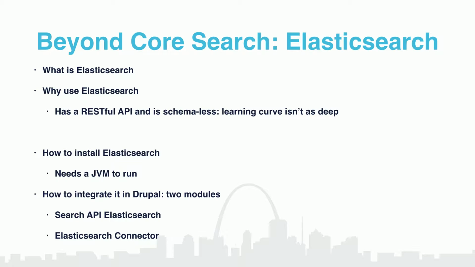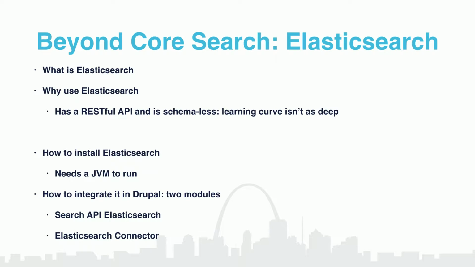Another great thing about Elasticsearch is that it has a RESTful API and is schemaless. So when you're talking about Solr, if you want to implement Solr with any degree of complexity, you're going to start getting into things called schemas, being able to configure the schema for the language of the website that you want to index, or the type of content that's being indexed. With Elasticsearch, you don't have to go as deep to start being able to get really robust results out of it.